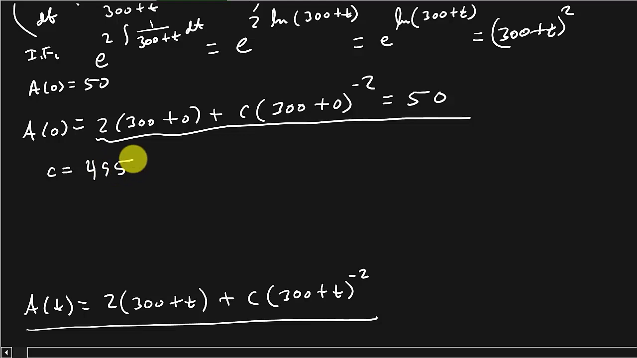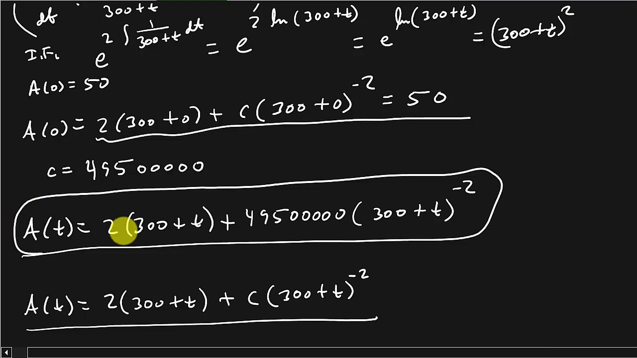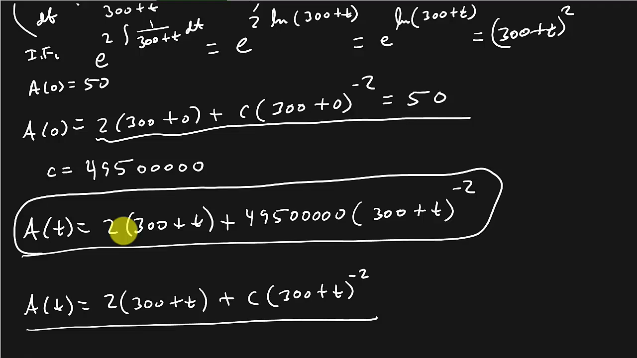495,000. 1, 2, 3, 4, 5. And so we have A of t is equal to 2 times (300 plus t) plus 495,000 times (300 plus t) to the negative 2. And so there's your solution. And then you can figure out how much is in there by just plugging in different values for t. Okay.